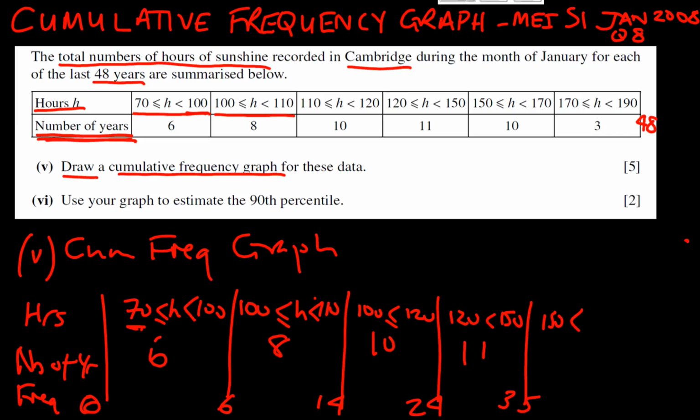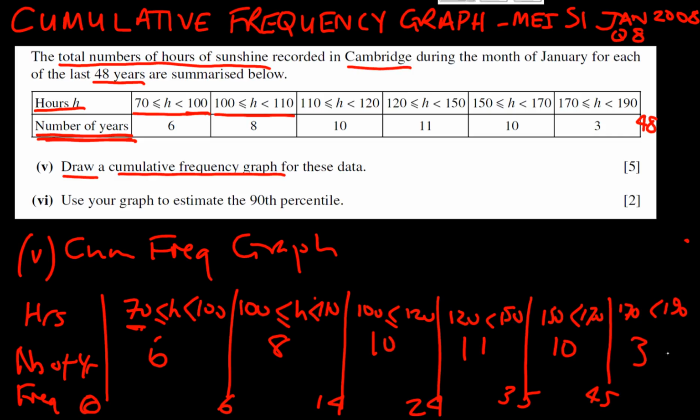150 to 170 is our next range. We've added 10, so our cumulative is now 45 at 170. And then we've got our 170 to 190, and we got 3 in this, so at the end our cumulative is 48.